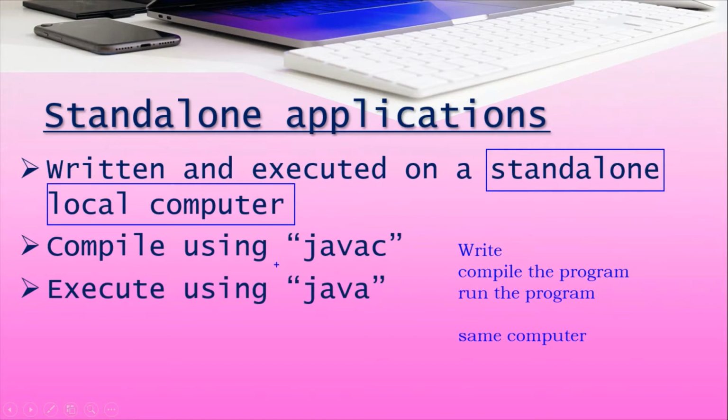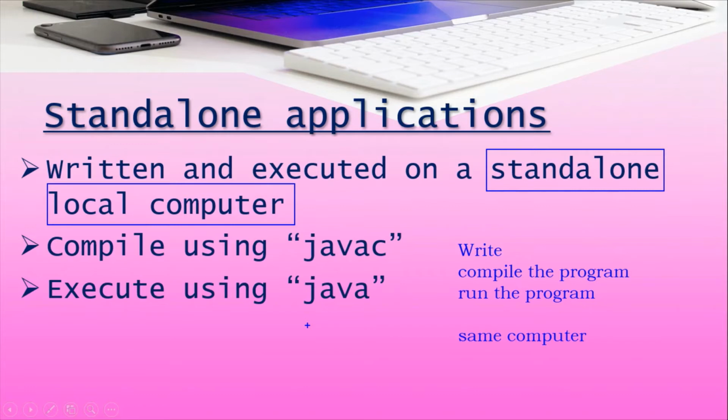Then this is how we compile the Java program. We compile the Java program by using javac. So here is the command which we use to compile a Java program. Now this is another command, java, which is used to execute the Java program.